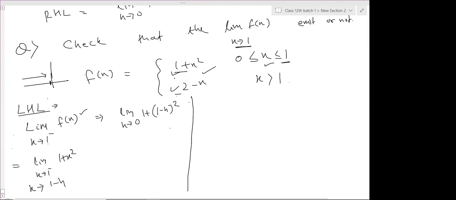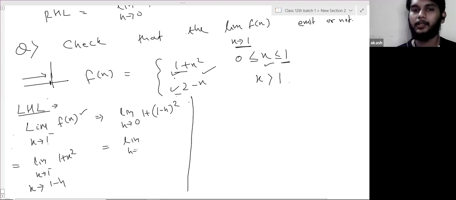Yes, sir. All right. So this is equals to limit h tending to 0, 1 plus 1 plus h square minus 2h. Now we can directly put h equals to 0, no issues. No one is becoming infinite. So the answer is 2. This is for LHL. I hope this part is clear, everyone? Yes, sir.